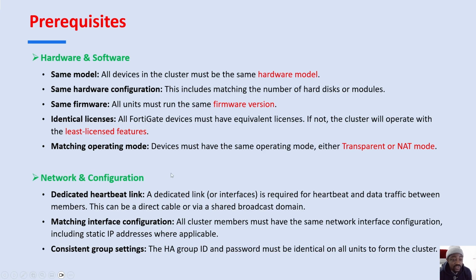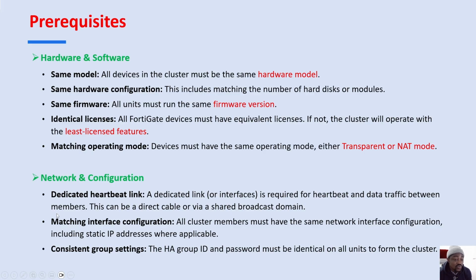Talking about networking configuration, you need to specify on the FortiGate devices what the dedicated heartbeat links are. The heartbeat links are the interfaces you will use to communicate between the different FortiGate devices. Let's say you have two FortiGate devices. The heartbeat links are the links that each of them will use to know whether the other one is still alive or out of network. So you need to have dedicated heartbeat links. Dedicated heartbeat is required for heartbeat and data traffic between members, as we said.